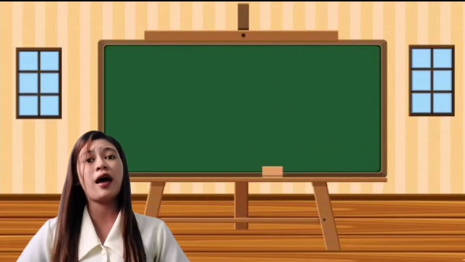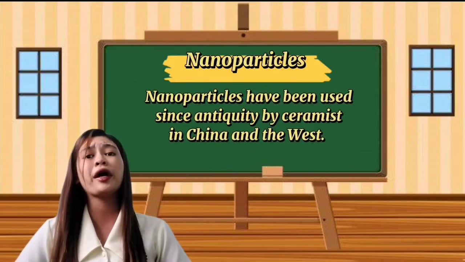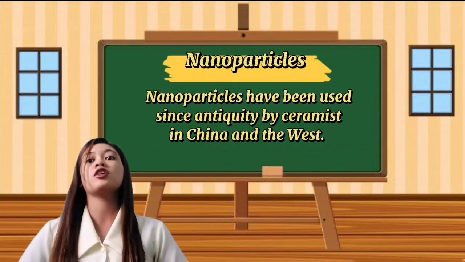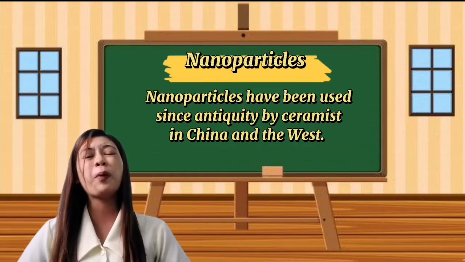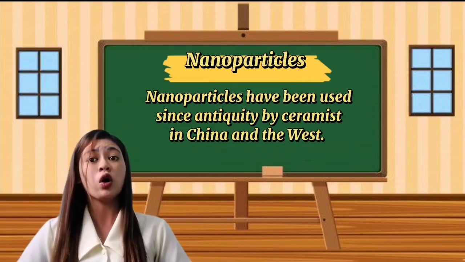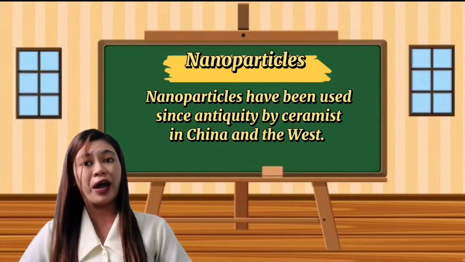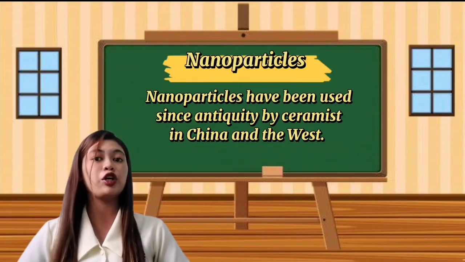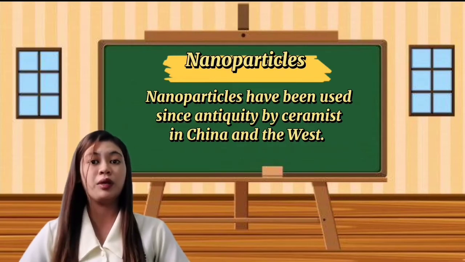So the second one is the nanoparticles. Nanoparticles have been used since antiquity by the chemists in China and the West. So a nanoparticle, also known as an ultrafine particle, is a small particle of matter with a diameter between 1 and 100 nanometers.